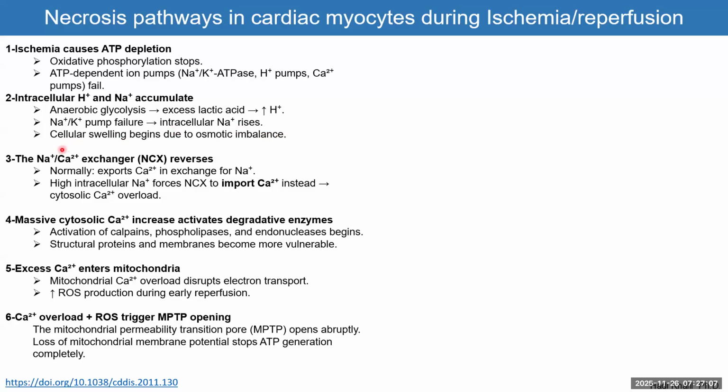Now you have accumulated so much sodium that the sodium calcium exchanger reverses its function. Normally it exports calcium in exchange for sodium, right? But now we already have lots of sodium inside the cell, which forces it to import calcium instead. And therefore, the levels of calcium start to become higher. I don't have to tell you what happens when calcium increases because you already got it and answered the question. It affects many proteins.